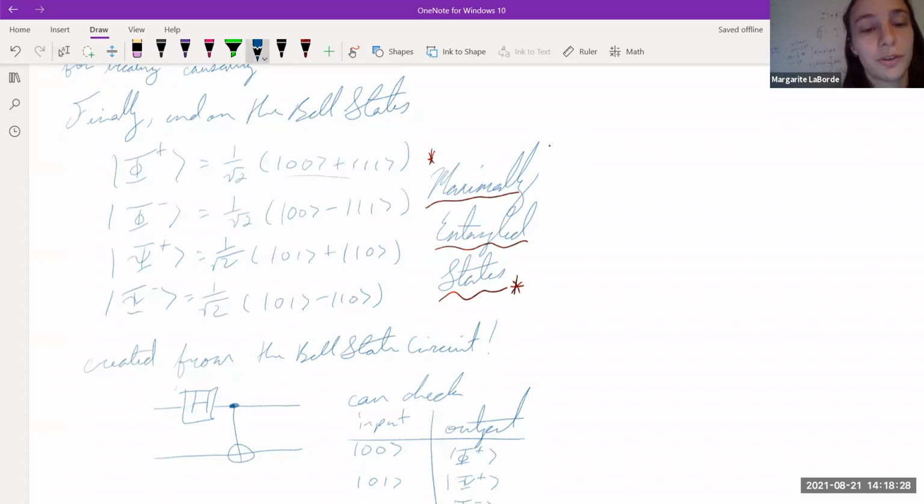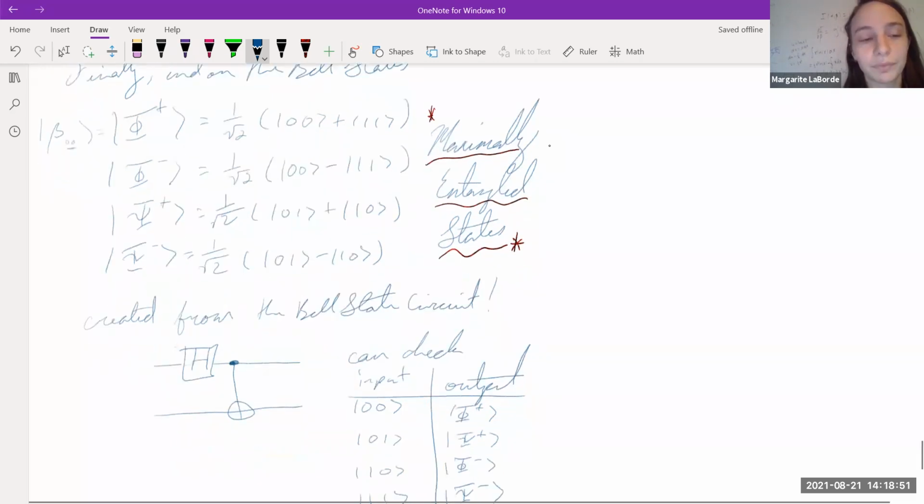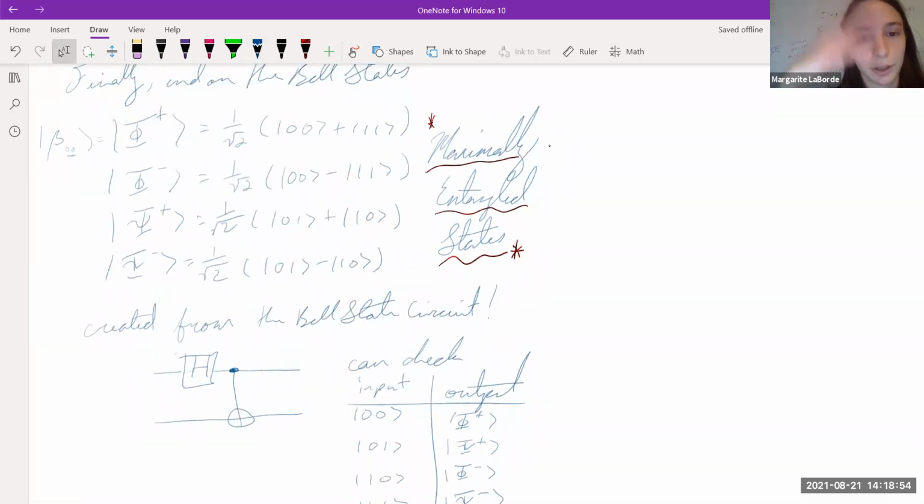And this is the one that was introduced before. And the book writes them something like ket beta, and then this is 0, 0, and this corresponds to the input you put in. But in most literature, they're not going to be written that way. They're going to be written with these psi and phi pluses, plus minus, something like that. This is just how they're written in literature.